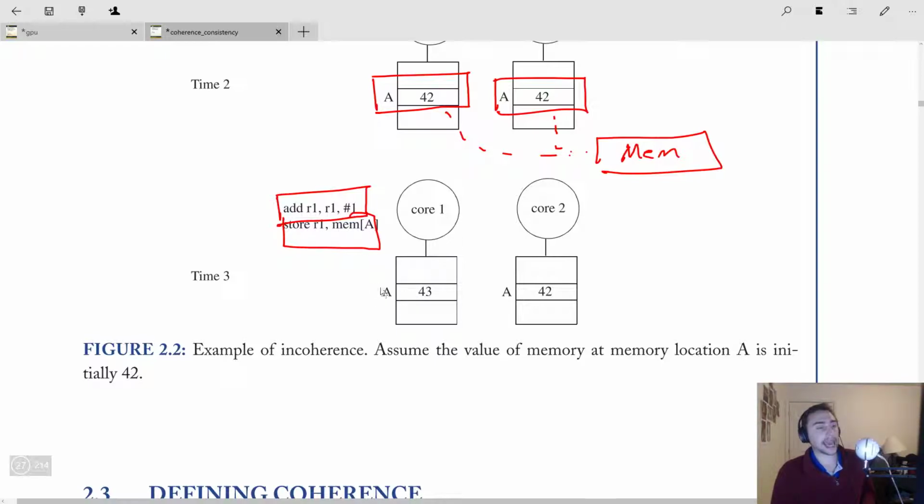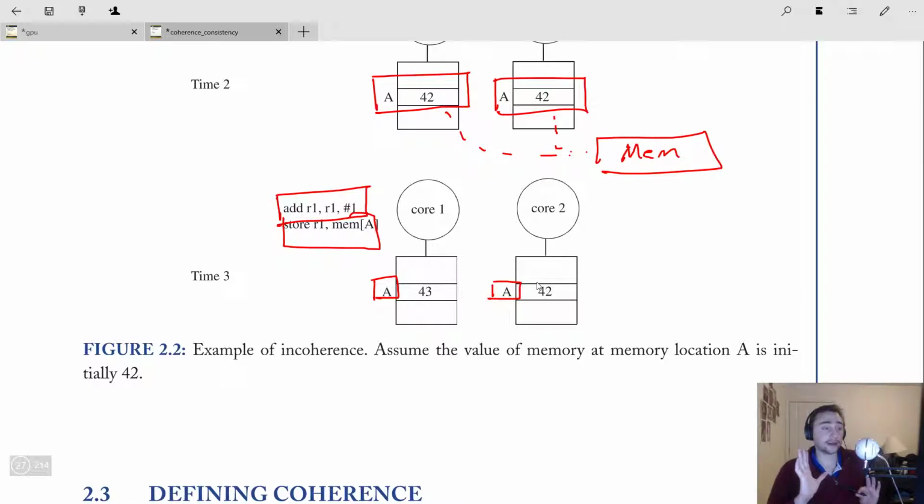So A over here, which represents just a memory address, is equal to 43. But the exact same value of A over here, the exact same address in memory, is 42, right? So 2 different values for the same piece of memory. So that's incoherence. This is the problem that we want to address with cache coherence.